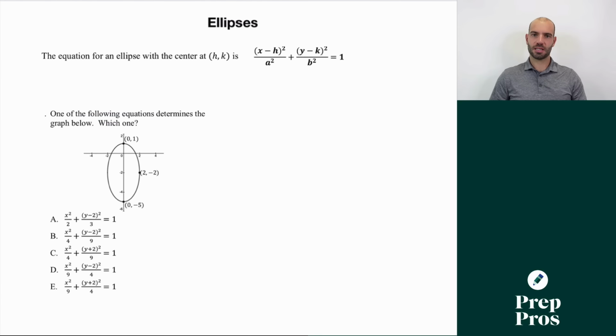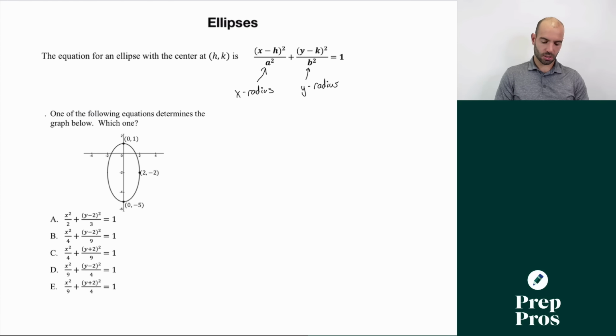You can also see ellipses on test day. And for ellipses, even if you've never learned these before, all you need to know is our equation right here. So for an ellipse with the center at (h, k), the equation you have to memorize for test day is (x minus h) squared over a squared plus (y minus k) squared over b squared equals 1. Now, what this a represents here, you can think of as like the x radius. It's how far left or right the ellipse goes from the center. And the b is like the y radius. It's how far up or down it goes from the center.